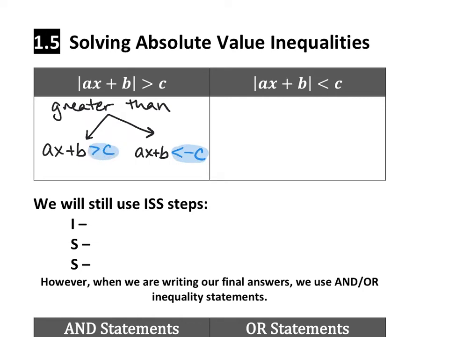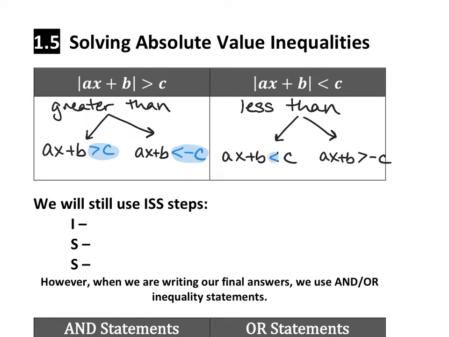And the same thing's going to happen for either of the two less than statements. When you separate them, so we isolate, we separate like we did before, this is going to be ax plus b less than c, so literally exactly what we started with. And then ax plus b greater than negative c. So again, we're flipping both the symbol from less than to greater than and the sign of c to negative. So you have two things to change when we separate. But other than that, we're still going to use the ISS steps.